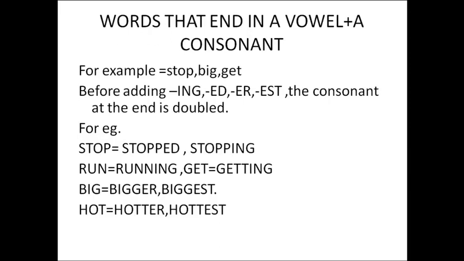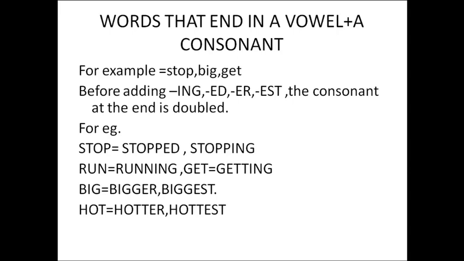Now let's come to the formula based on vowels and consonants. For the words that end in a vowel plus a consonant, for example, stop, big, get. So in all these words, we have a vowel and a consonant at the end. Here, when we need to add ing or ed or er or est at the end, we need to double the consonant here.